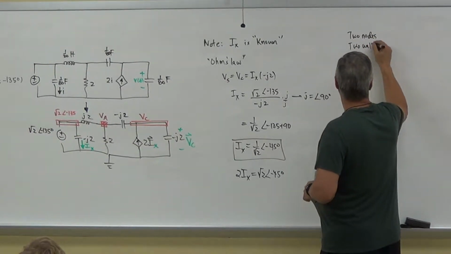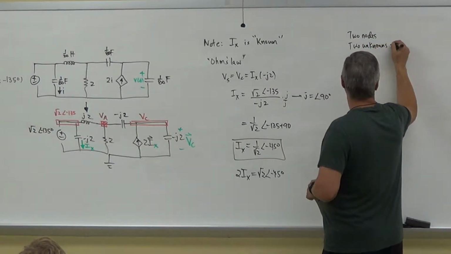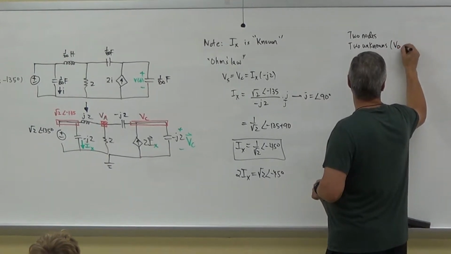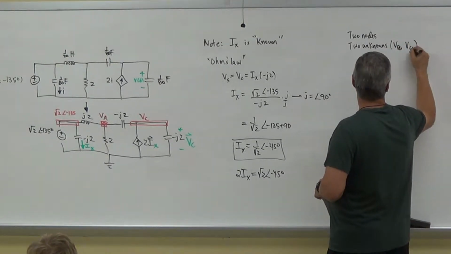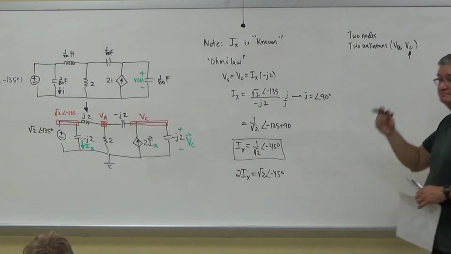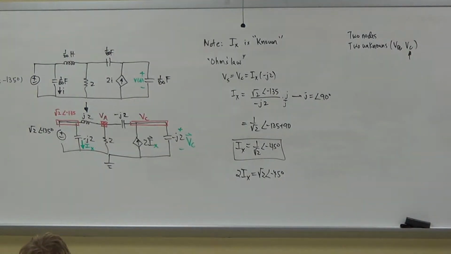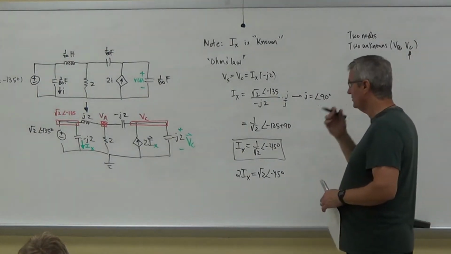Two unknowns. The two unknowns are VB and VC, and we're solving for VC. So let's set this up here. The way I'm going to do it is the following.